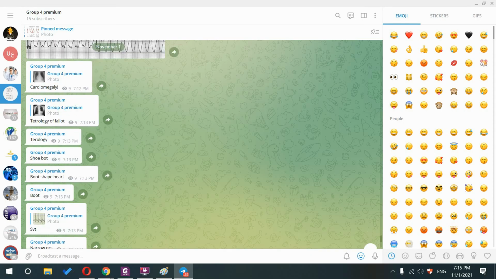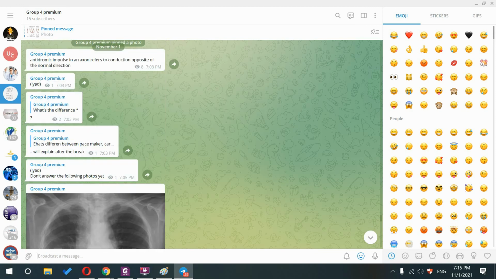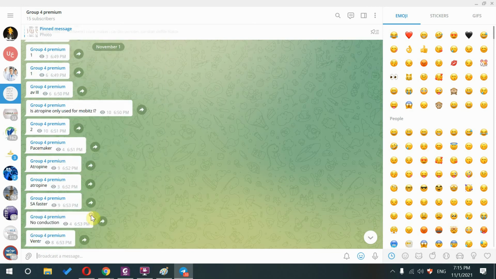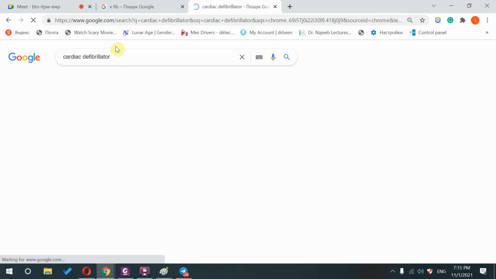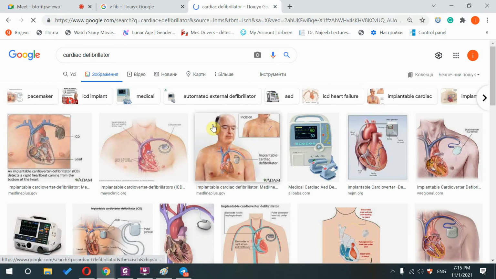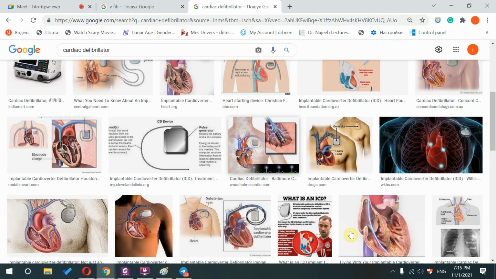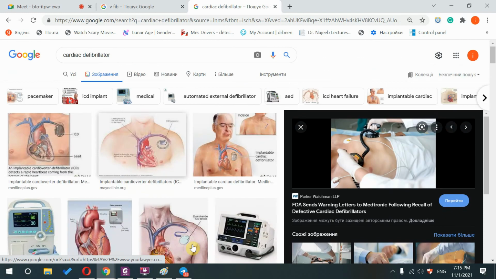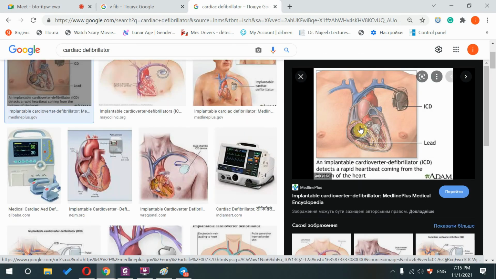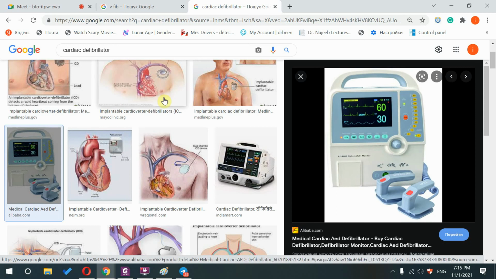Someone told me to explain something, but I just forgot where it is. Yeah, here it is. Someone asks, what is the difference between the pacemaker, cardioversion, and cardiac defibrillation? Good question. A cardiac defibrillator is like a one-shot thing. Let me show you. There are two types of this machine: an implantable one, and one that you use like a defibrillator, the old school one.